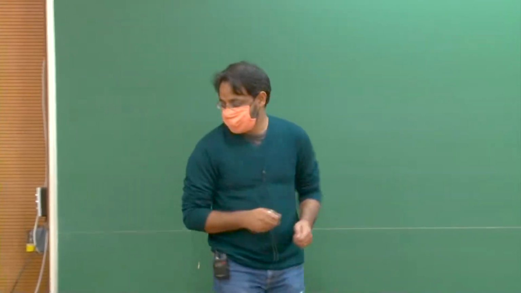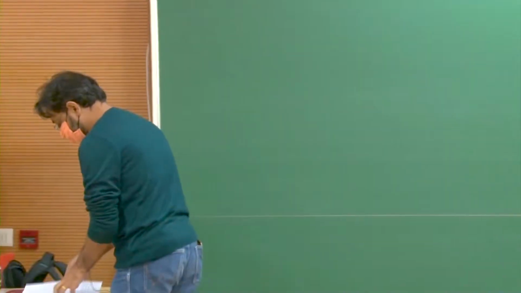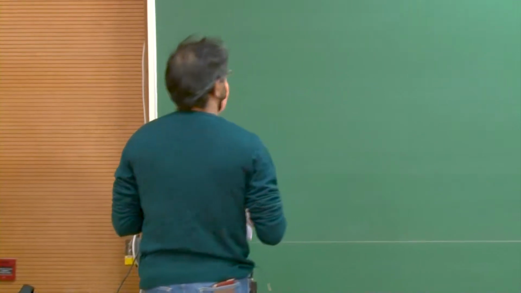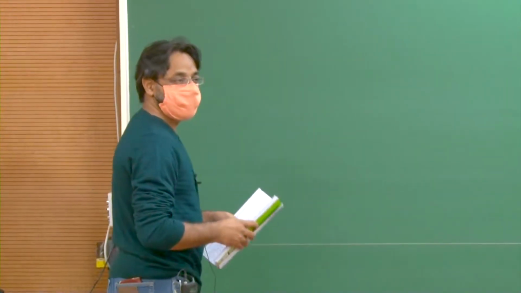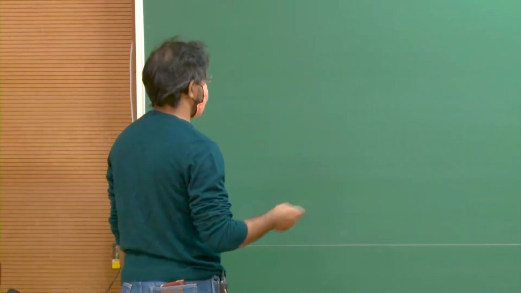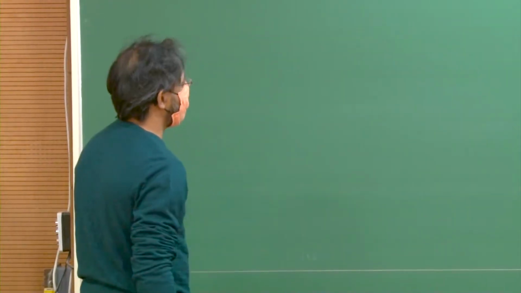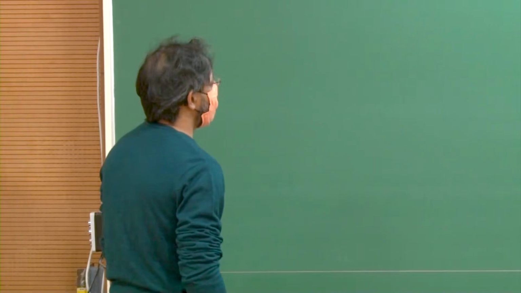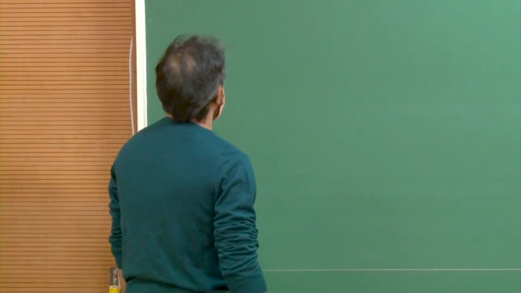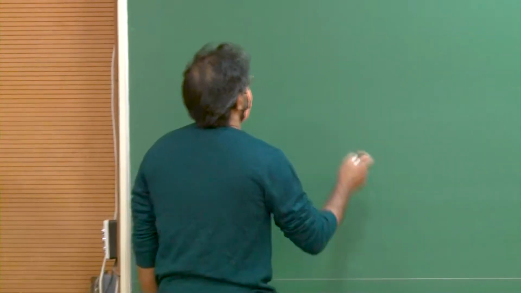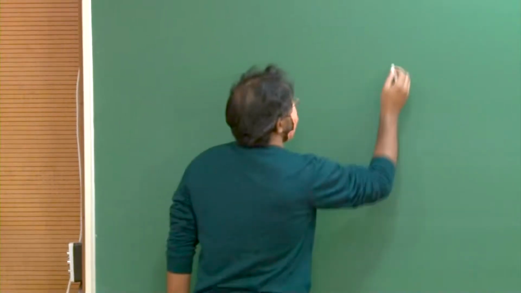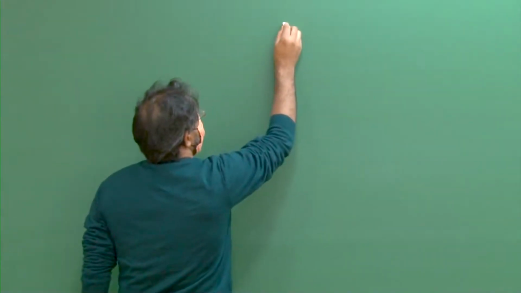Okay, so let's quickly refresh what we did last time. We talked about the Fermi gas, which is the gas of free electrons in a metal. And if you remember, we derived a few relations. So let me remind you of those.